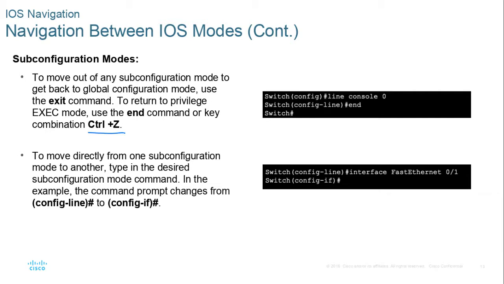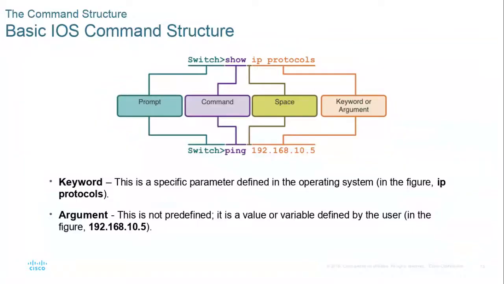I can also type in, if I'm in the configure line mode and I was doing a password, I can type interface fast Ethernet 0/1. It'll take me straight to, well, that's an interface, so it'll change the prompt to config-if.